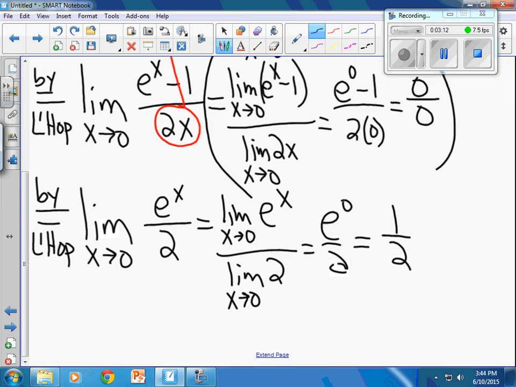So we have found, by using L'Hopital's rule a couple of times in a row, that our original limit is equal to 1/2.